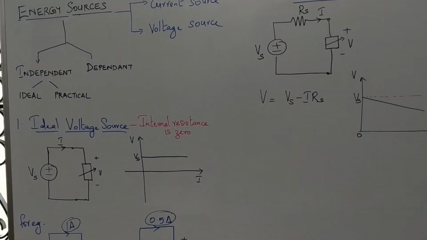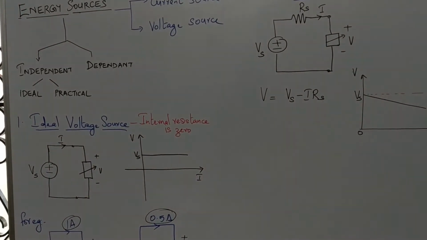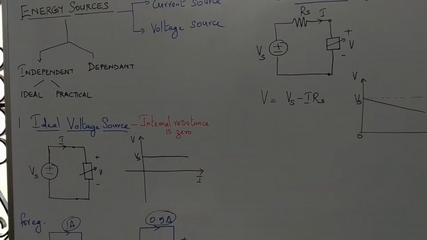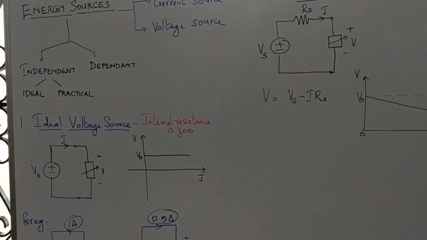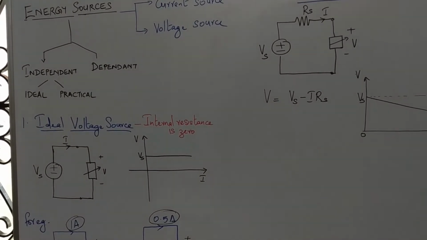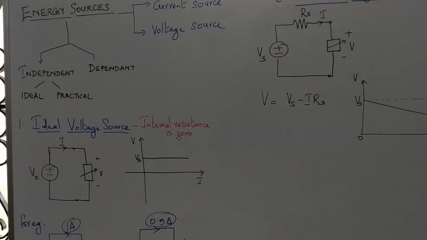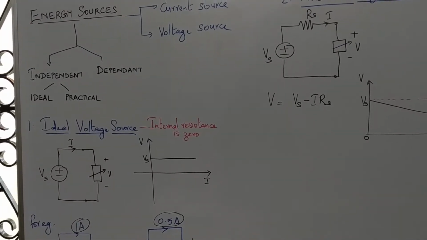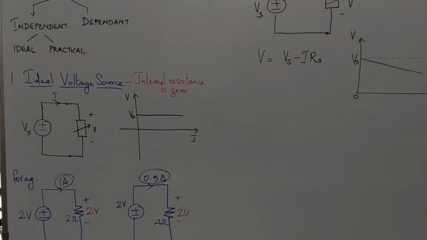By independent source, what we mean is the value the voltage source or the current source provides is independent of the circuit parameters or circuit conditions. Whereas dependent source means it doesn't have a fixed value. Instead, the value of voltage or current that it supplies depends on some circuit parameter. Such sources are called dependent sources. First we'll see independent sources, and in that we'll start with the ideal voltage source.